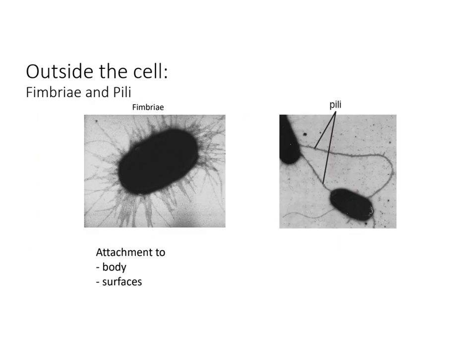Continuing on with these external things, we have fimbriae, which are these short hair-like bristles that you can see covering the outside of this bacterial cell.